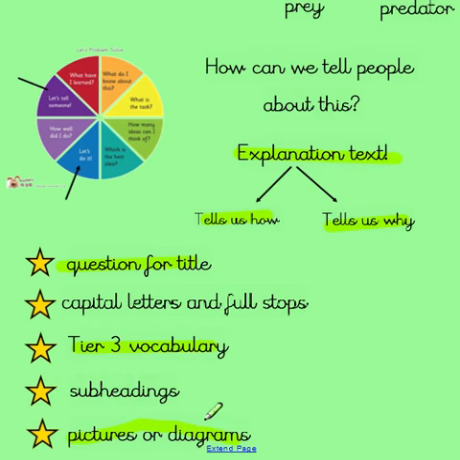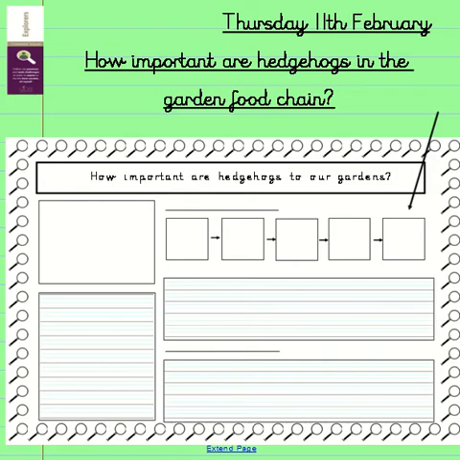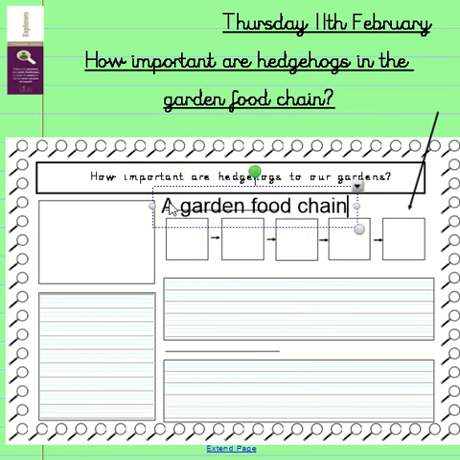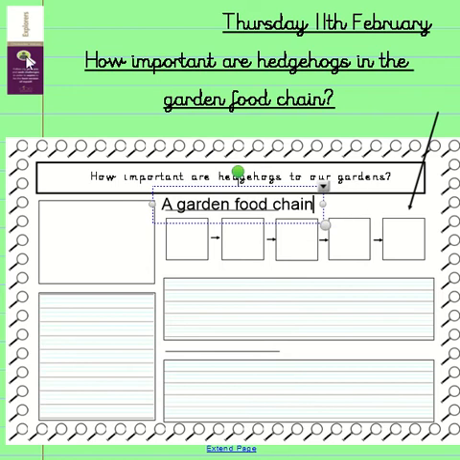So we're going to draw a diagram of a food chain, and we're going to explain that for our readers. So you've done this part here, you've drawn your hedgehog diagram, and you've done your introduction here telling us about hedgehogs. Now we need to write a subheading here. So we're going to draw a garden food chain. So that's going to be our subheading, a garden food chain up there. And then you're going to draw an example of a food chain with a hedgehog in it. Can you try and label your food chain as well with that tier 3 vocabulary? Producer, consumer, predator and prey.